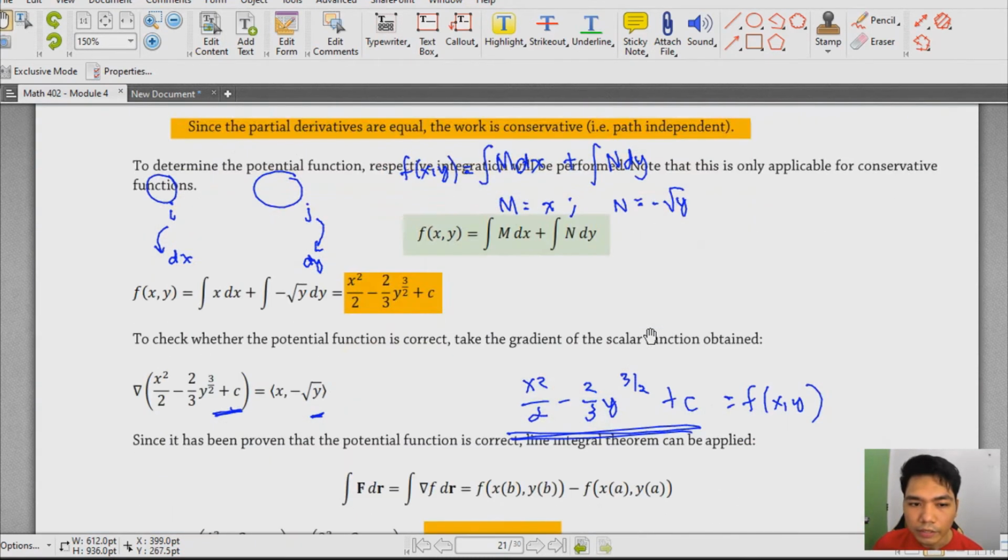So that's why in this case, sabi dito, if you want to check whether the potential function is correct, you take the gradient of the scalar function obtained. So how do we solve for the gradient? So I just have to incorporate yung ating nabla sign. So yan yon, inverted triangle, and then you just have to write yung ating potential function. And then ano ba yung magiging sagot natin?